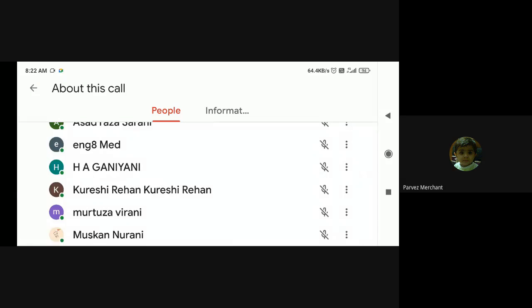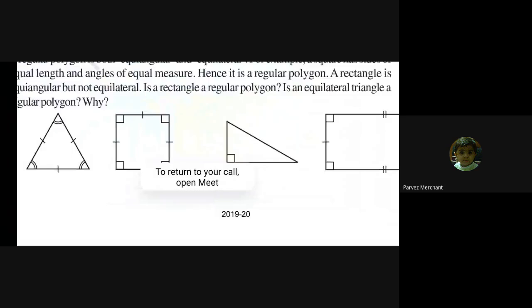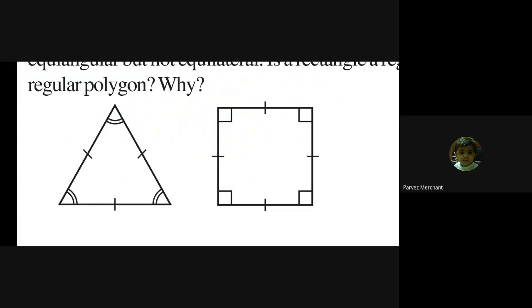Sir, in regular polygons, all the angles and sides are equal, and in irregular polygons, none of the angles and sides are equal. Very good, beta. Excellent. If in a polygon all the sides and all the angles are equal, it is a regular polygon. Otherwise, it is irregular.